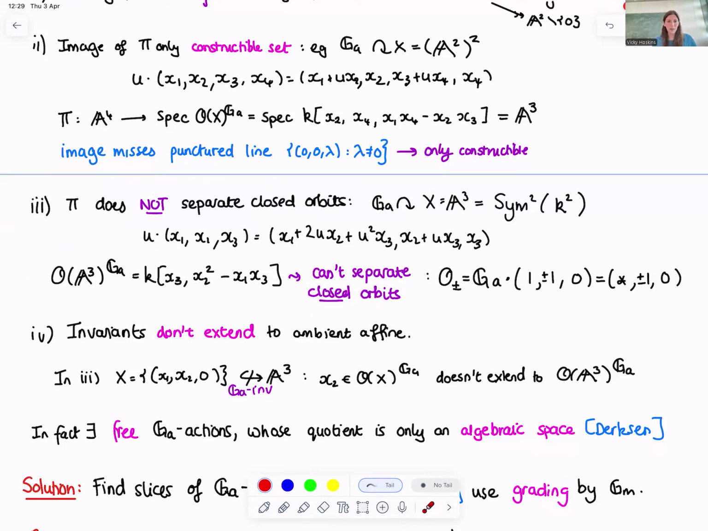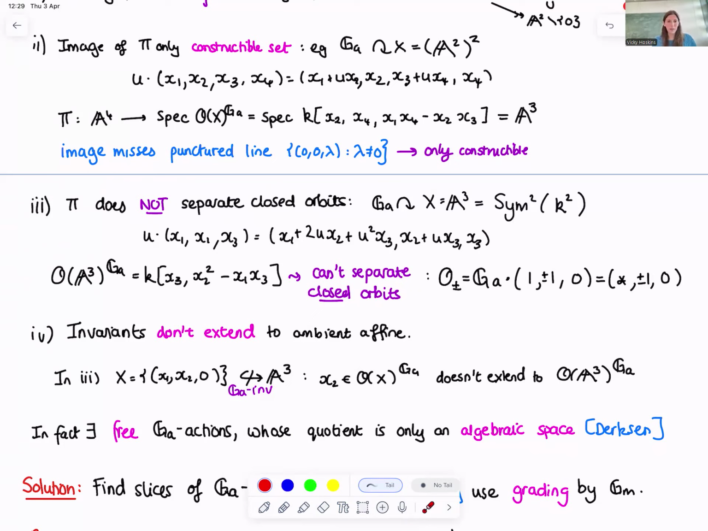And so one solution is to say, well, what's the easiest example of a quotient of a G_a action? And that's when you have a trivial G_a torsor, so you have a slice for your G_a action. And this is what is exploited by Bérczi and Kirwan. They find slices of G_a actions by using what they refer to as a grading by the multiplicative group. So let me just give a quick proposition about slices before explaining this grading.